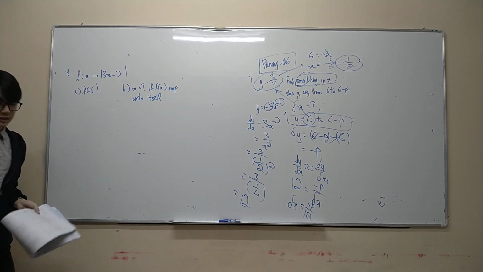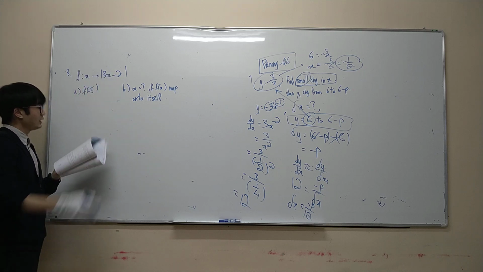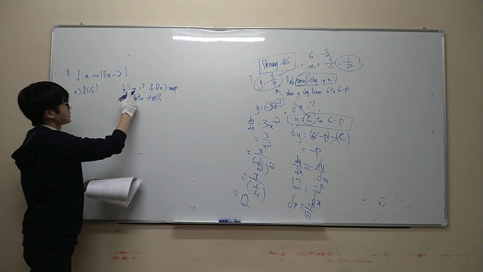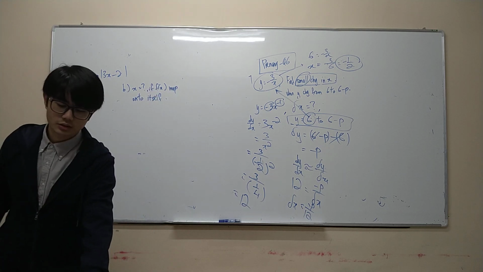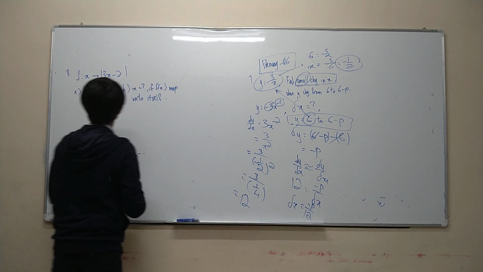Alright. Number 8. Given the function f(x) is modulus 3x minus 2, find f(negative 5). The one is A. For B is find value of x if f(x) map onto itself. Alright. So this is also quite easy. Okay. So this is a function. So macam mana nak buat?